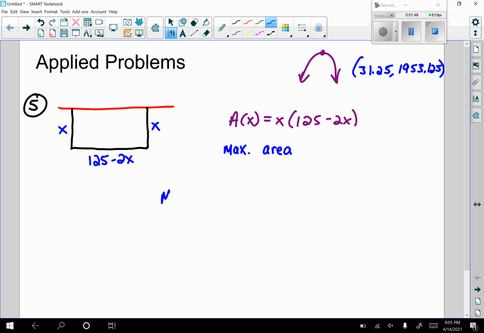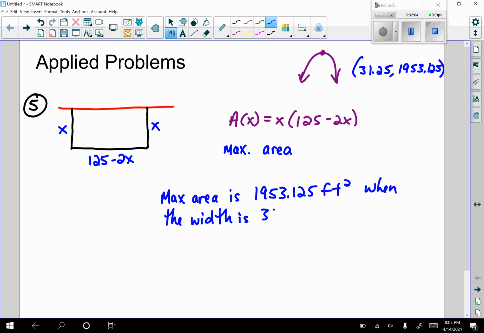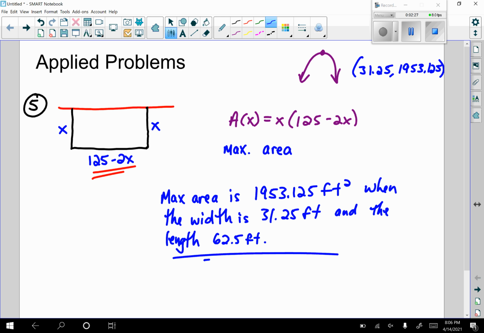So we would say the max area is 1953.125 square feet when the width, which is x, so we would say when the width is the 31.25 feet, and we still have to calculate the length, so we just have to substitute in the 31.25 right here, and we say and the length, and yes, you could use a calculator on that. Just do 125 minus 2 times 31.25, and then you get 62.5 feet. And that's all there is to it.